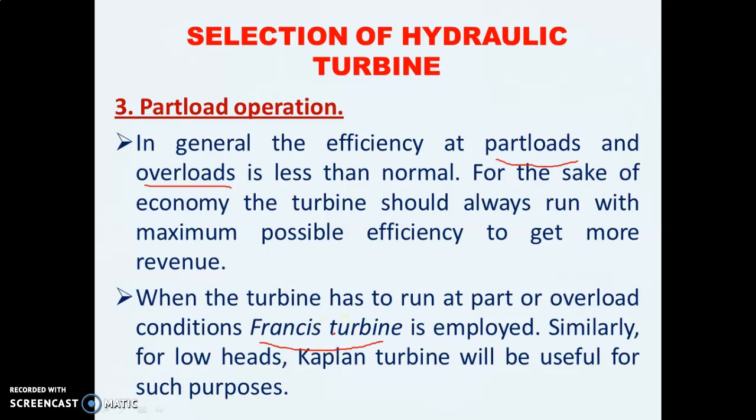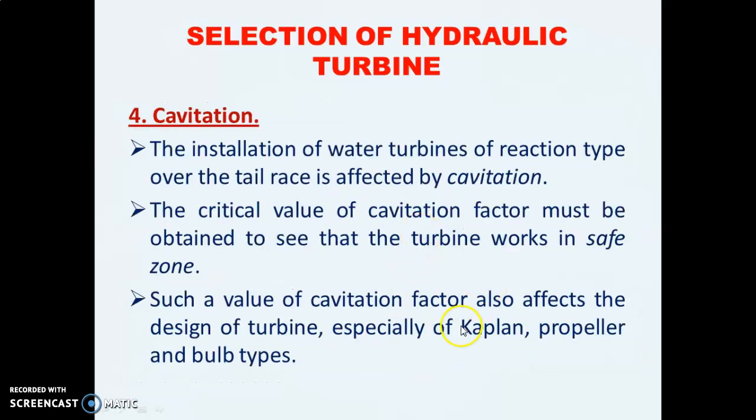Apart from its fixed load condition, it can also be used for overload if the load increases, or if the load is less, we can use a Francis turbine. Now, for low heads, instead of a Francis turbine we can use a Kaplan turbine. Now we will see the next.